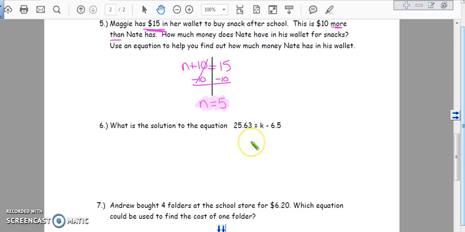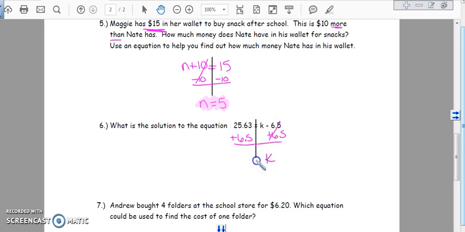What is the solution to the equation? Again, this is on your Throwback Thursdays that we've done over and over again. I got to get rid of whatever's with the variable. So my variable this time is on this side. I still solve the problem the same exact way. So how do I get rid of a minus 6.5? I'm going to add 6.5 to both sides.